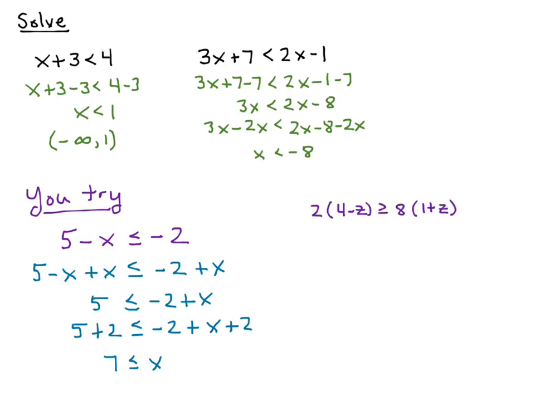Okay, here's another one. Sorry for the small writing there. It's 2 times (4 minus z) is greater than 8 times (1 plus z). I'll write it larger on the board if it's too small in the back.